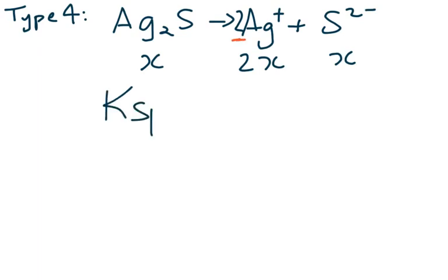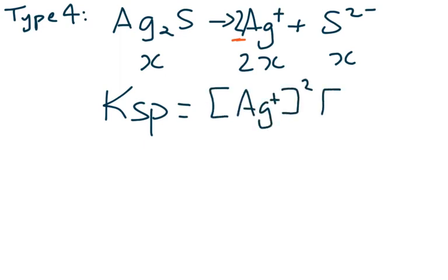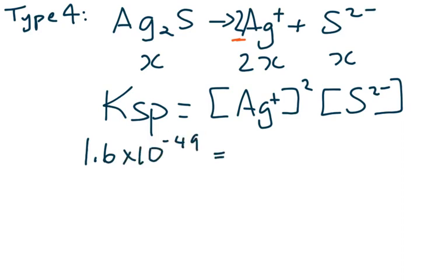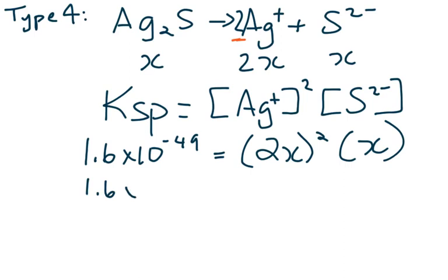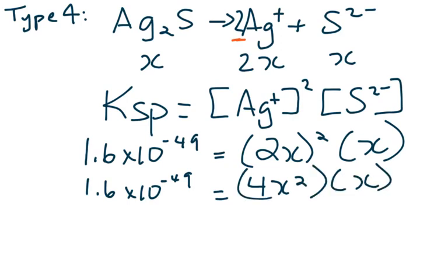So my Ksp looks like this: Ag+ concentration squared times S2-. And I know the Ksp is 1.6 times 10 to the negative 49. That came from the question. This is going to be 2x squared, and this is just going to be x. So I have 1.6 times 10 to the negative 49 equals 4x squared times x. So 1.6 times 10 to the negative 49 equals 4x cubed.